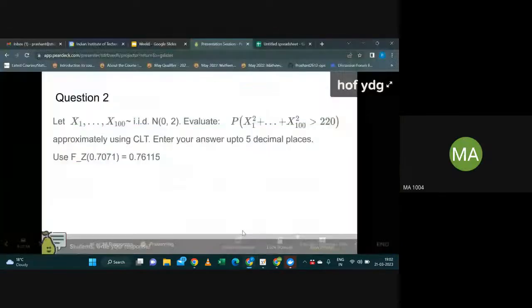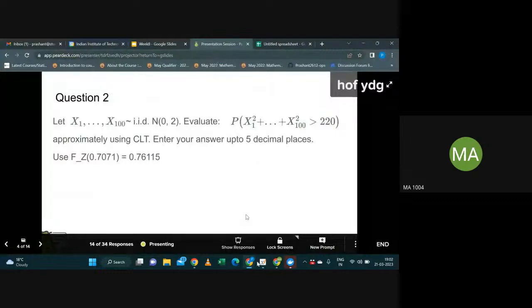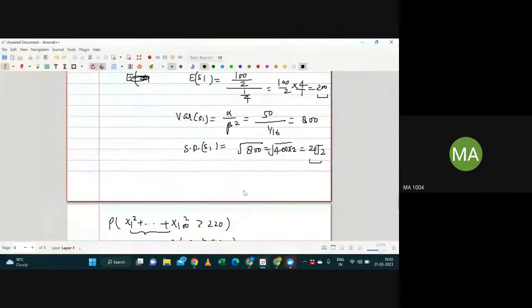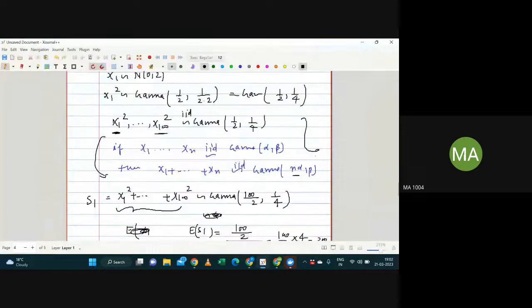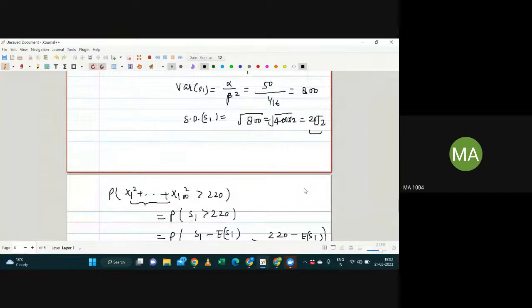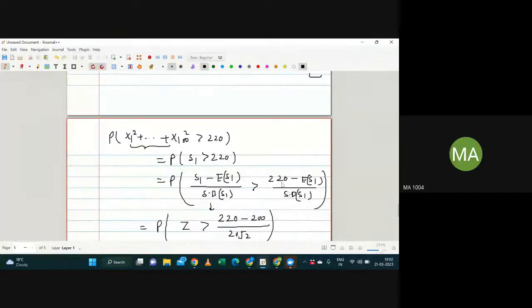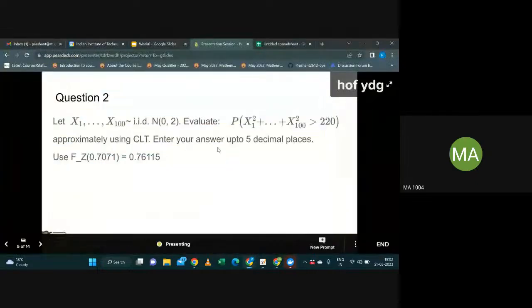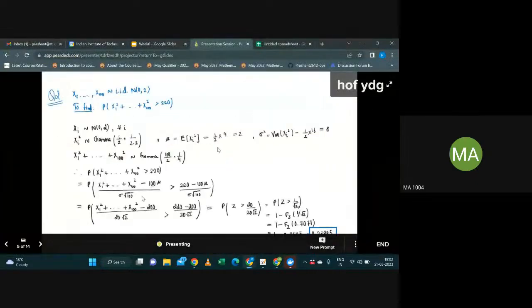Is this clear for everyone? Very good, sir. Here, only these things you have to keep in mind, but the basic funda is clear. How will you use the CLT? We have to convert into Z, that means the standard normal. We have converted as X1 is S1, but the procedure is the same. So the answer is 0.23885. Is it clear for everyone?